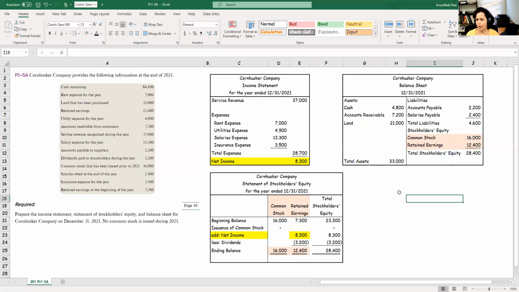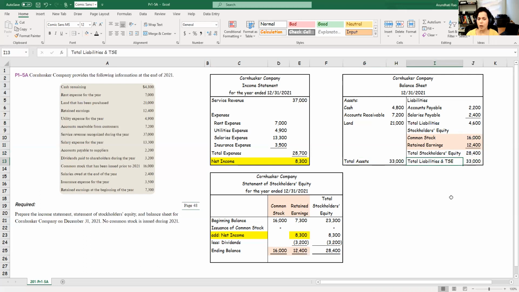Now, what's the balance sheet equation? Assets equals liabilities plus owner's equity. So let's do the last part over here. Our total liabilities and stockholders' equity is 33,000. That's this 4,600 plus 28,400 gives you 33,000. So our accounting equation is in balance. That is total assets equals total liabilities plus owner's equity.